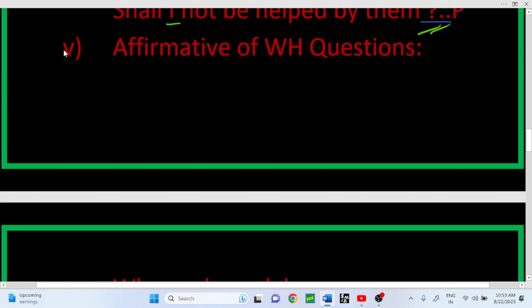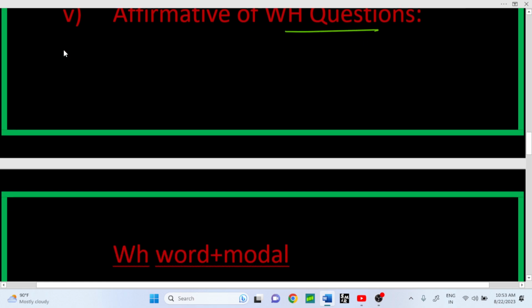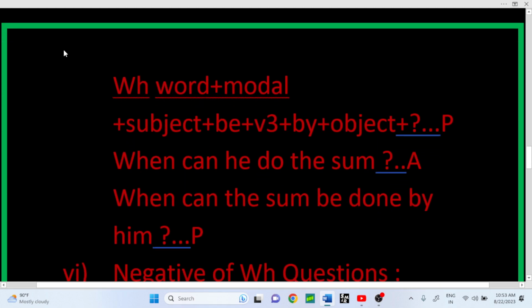Okay, next one is affirmative of WH question. You must remember, or you must know, that a WH question must start using a WH word, and we have to answer the question using any information. So they are called WH words. The passive of a WH question gives us an affirmative sense. The WH word must begin the sentence, even in the passive one.